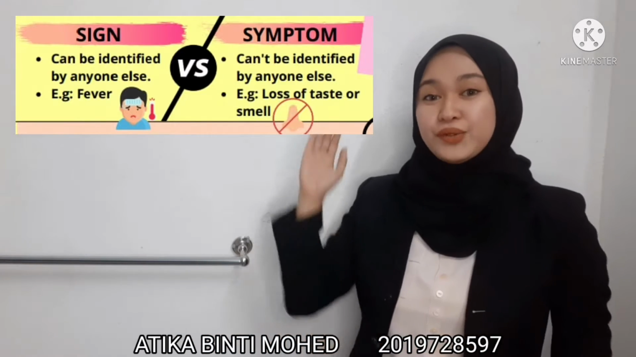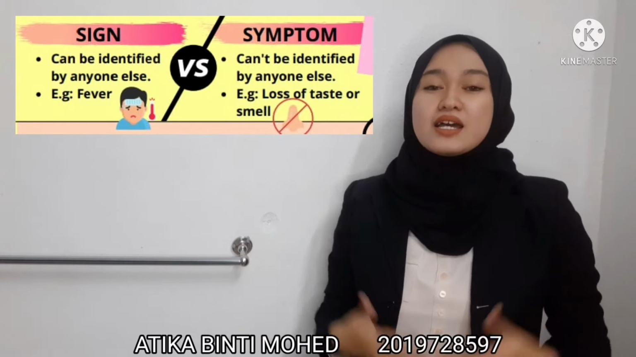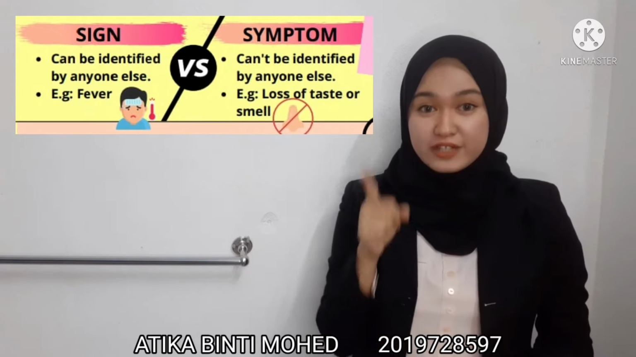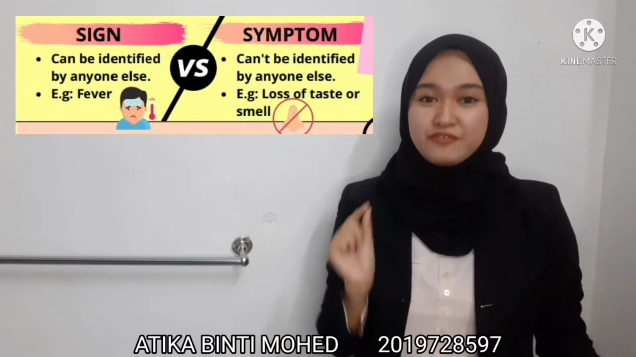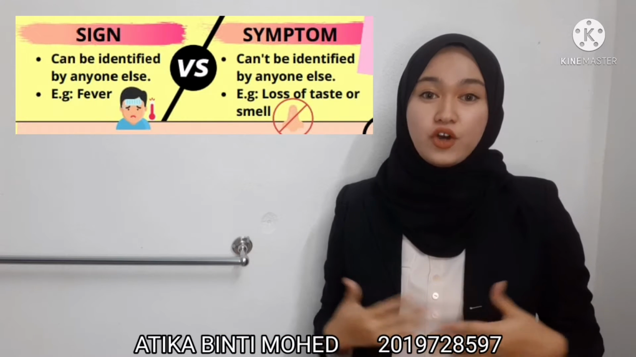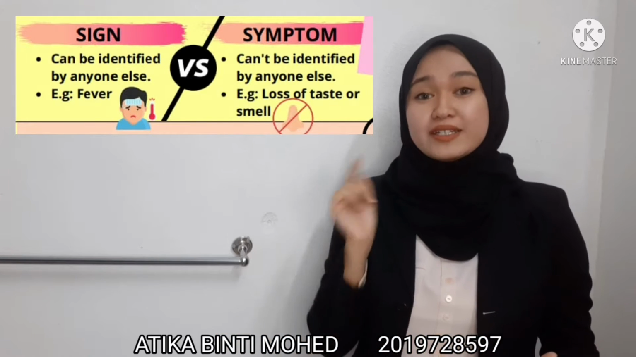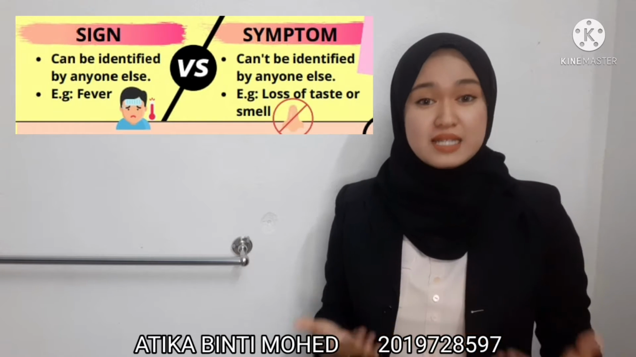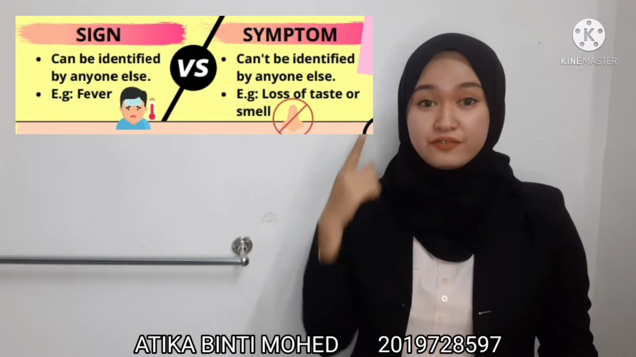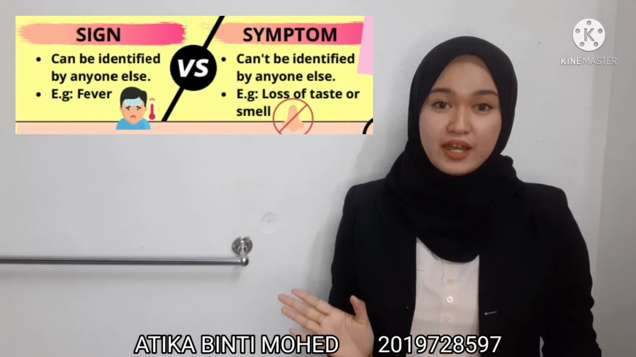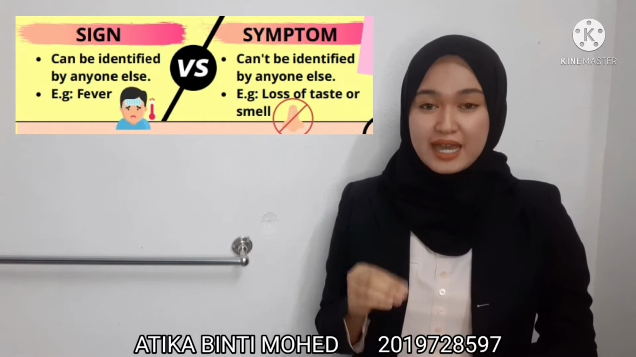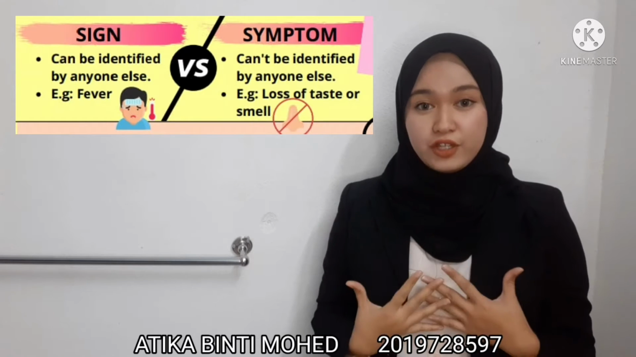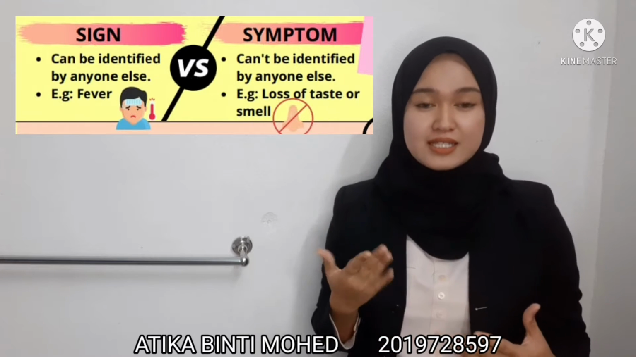What is the difference between a sign and a symptom? Signs are objective. They are visible and can be quantified and verified. Signs are indicative conditions which a doctor can see. For example, fever. Meanwhile, symptoms are subjective. They are not physically visible and cannot be verified. Symptoms are the conditions and characteristics which a person feels. For example, loss of taste and smell.